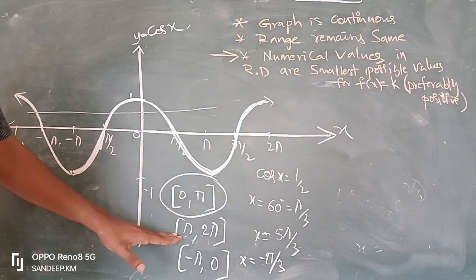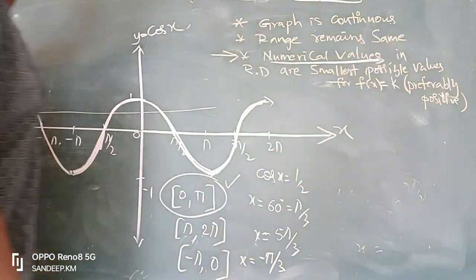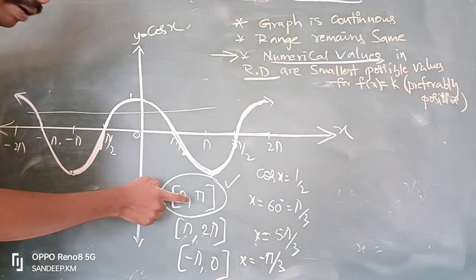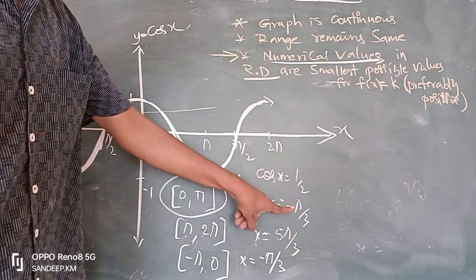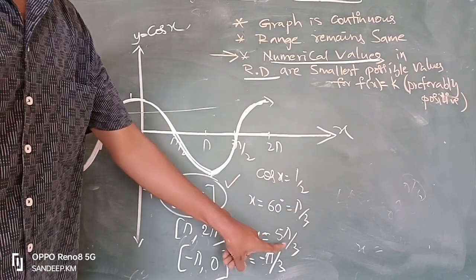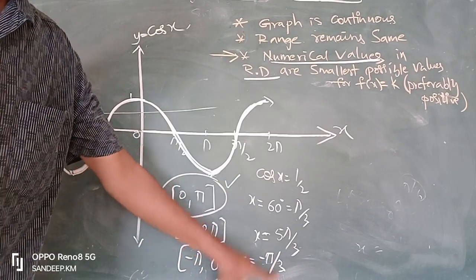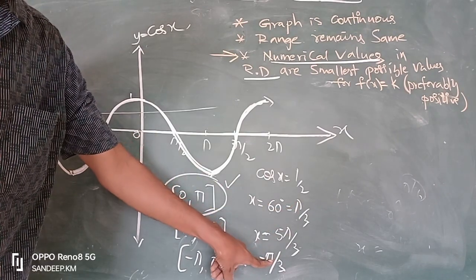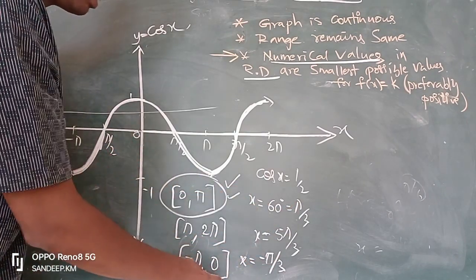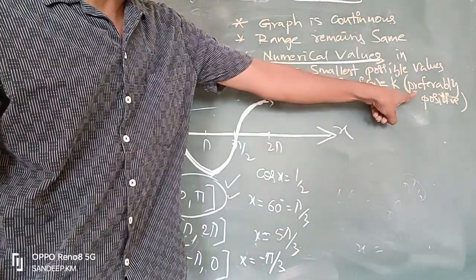So we have different possible restricted domains. But why are we choosing 0 to pi? Because the numerical value in this restricted domain, pi by 3, is the smallest among pi by 3, 5 pi by 3, minus pi by 3 and so on. Of course, you can say, sir, in here and here the numerical value is pi by 3 only, then why are you choosing 0 to pi instead of minus pi comma 0? You might ask me.